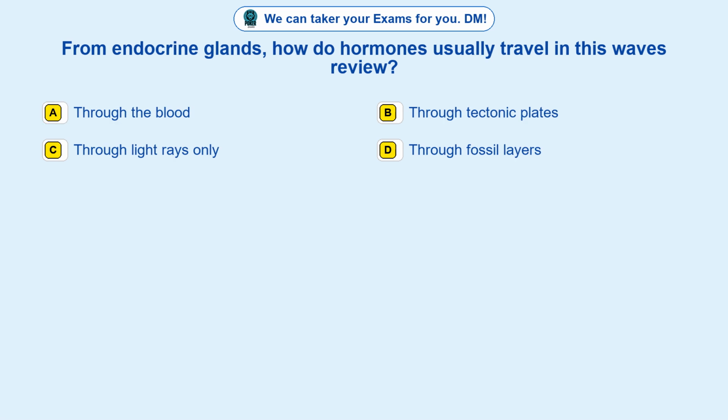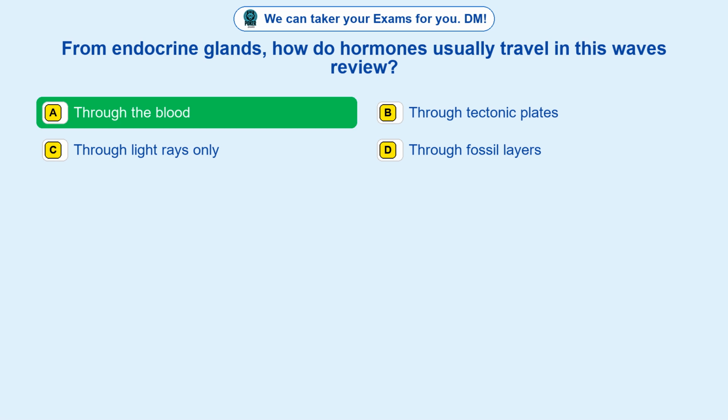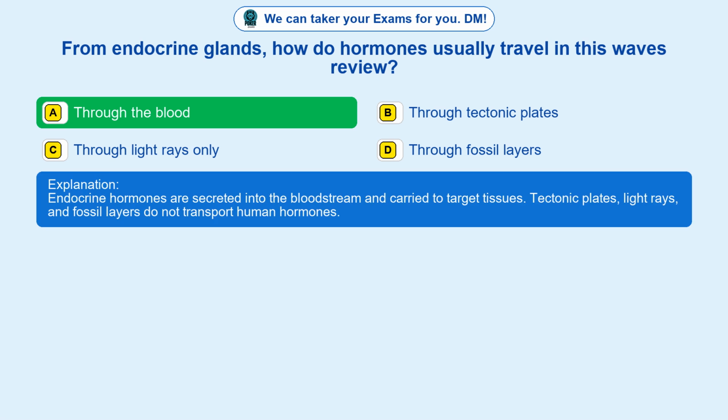Question 28. From endocrine glands, how do hormones usually travel in this waves review? Option A. Through the blood. Option B. Through tectonic plates. Option C. Through light rays only. Option D. Through fossil layers. The correct answer is option A. Through the blood. Endocrine hormones are secreted into the bloodstream and carried to target tissues. Tectonic plates, light rays, and fossil layers do not transport human hormones.